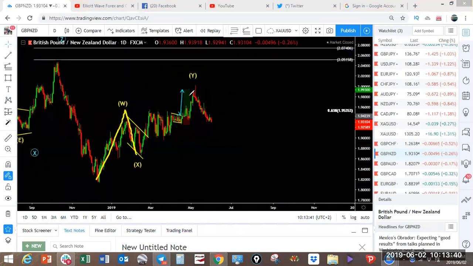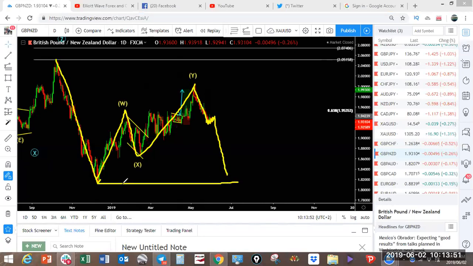So we had this 3-wave pullback, and now we're coming down. So this move can possibly be this one. That's why we're expecting a big move to the downside. Corrective structures, keep selling them. It's likely that this will come down to this level.